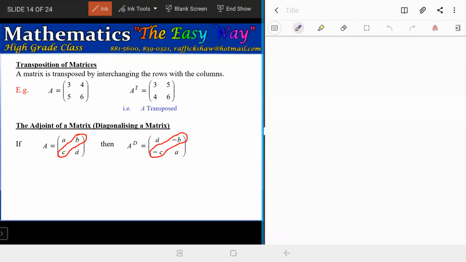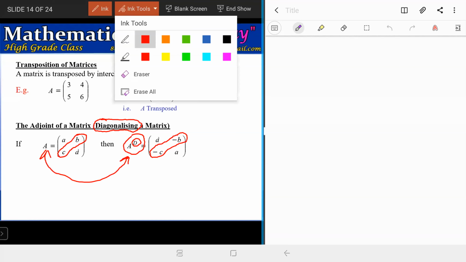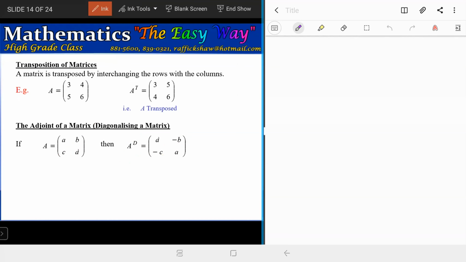And the adjoint matrix is written with a D on it right here. And the D is because it is used in diagonalizing the matrix A. If you want to form a diagonal matrix, you use A and A^D. And that's why the D is there, because you form a diagonal matrix. So the D on the adjoint matrix is really for diagonalizing.